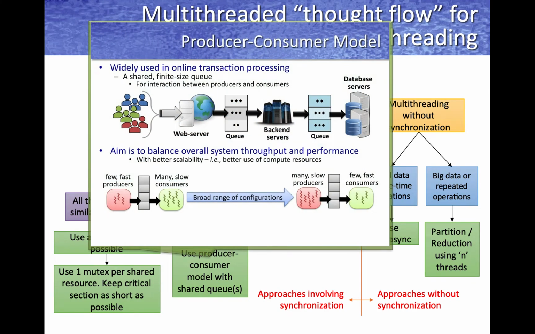This is a common pattern used in a lot of online transaction processing systems, where there are shared queues and different numbers of threads operate on different subsets of the system to try and maximize the overall system throughput and performance by utilizing resources effectively. So here the number of threads is a balance. You can have a few fast producers and many slow consumers, or many slow producers and a few fast consumers. This is such that the resources are effectively used by balancing the work that is being done on the CPU.